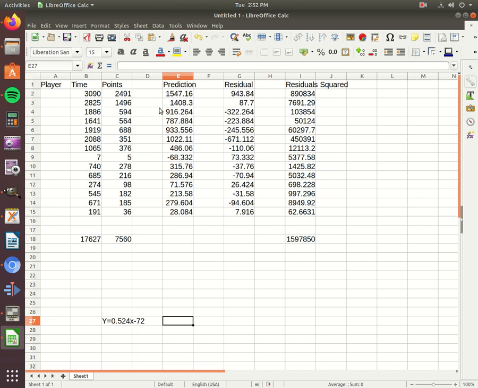You can see this one I predicted more than the actual, so it's negative. This one I predicted way more points than the actual, so it's very negative. Then I'm going to square these residuals. Again, it's the least squares residual line. So we're going to square the residuals and add them up, and whoever gets the smallest number here would be the winner.